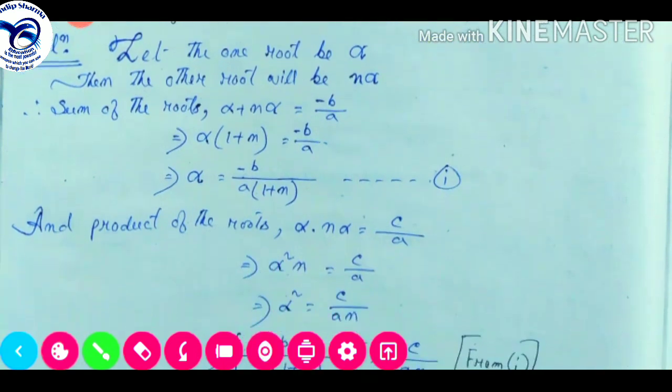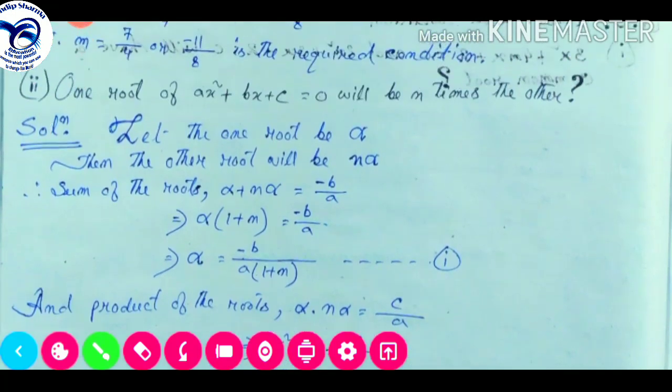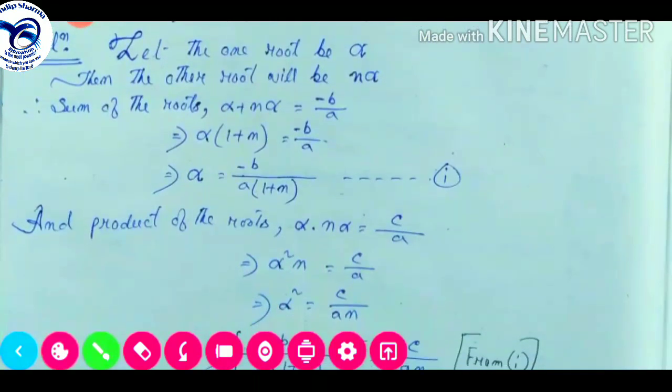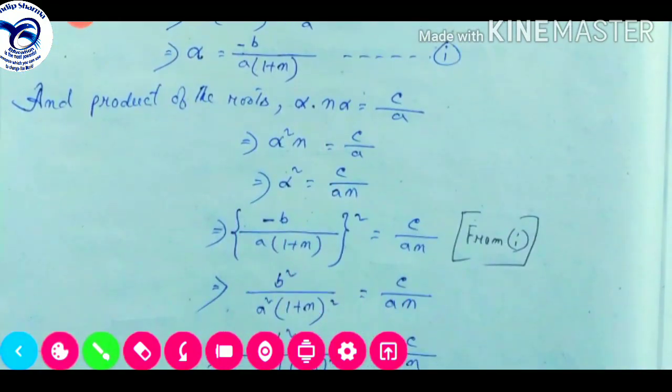Now the product of the two roots, alpha into n alpha, is equal to c by a. So alpha into alpha will be alpha square into n is equal to c by a. So alpha square is equal to c divided by a n. Now we put the alpha value from equation number 1 here, and since there is a square, it is a whole square. We are using this from equation 1.